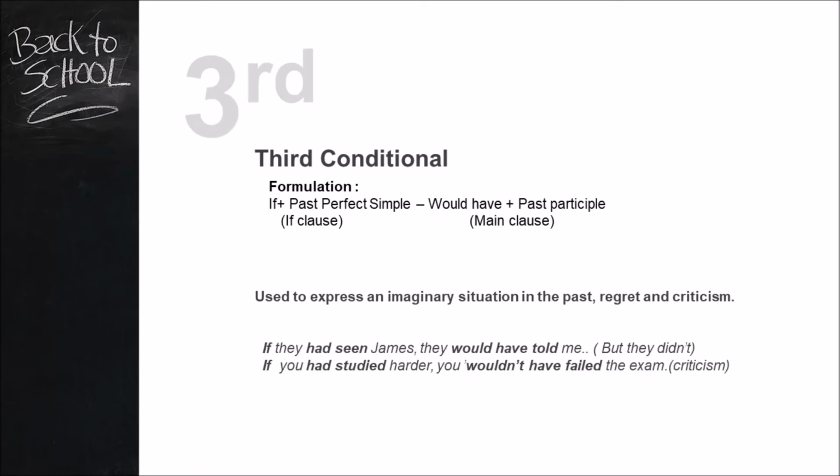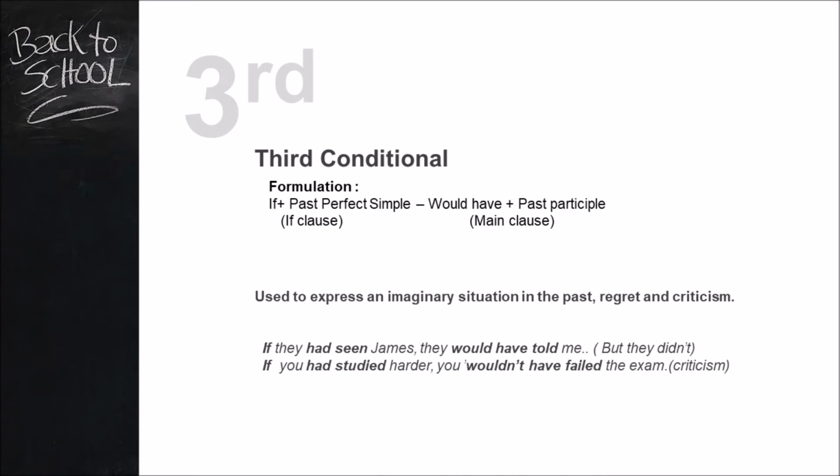Third conditional. For the third conditional, to form the if clause, we need if plus past perfect simple, while for the main clause, we need would have plus past participle. It is used to express an imaginary situation in the past or to express regret or criticism. We have the examples. If they had seen James, they would have told him. They would have told me.